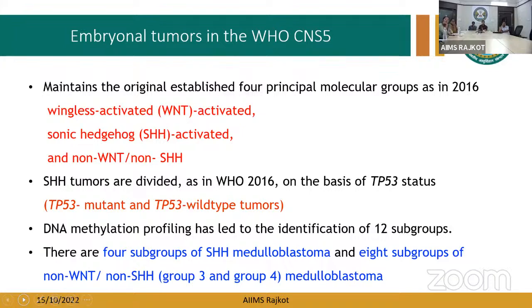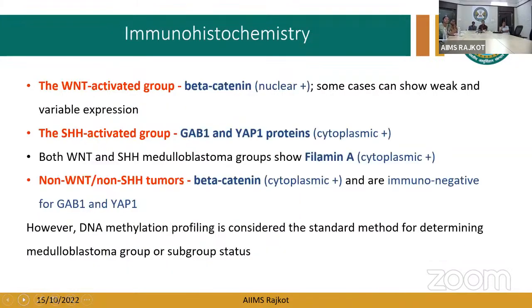This we already discussed about the WNT, SHH, and non-WNT, non-SHH types of the genetic medulloblastoma cases. The WNT group will be beta-catenin nuclear positive. The SHH activated group will be GAB1 and YAP1 positive. Cytoplasmic positivity will be seen. Both WNT and SHH medulloblastoma groups will be filamin A cytoplasmic positive. And the non-WNT, non-SHH group will show cytoplasmic positivity for beta-catenin, not nuclear positivity. And it will be negative for GAB1 and YAP1.